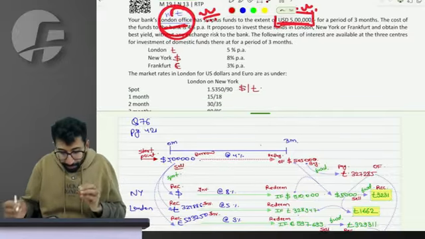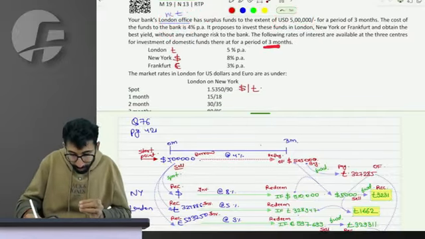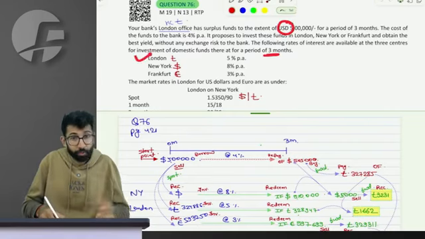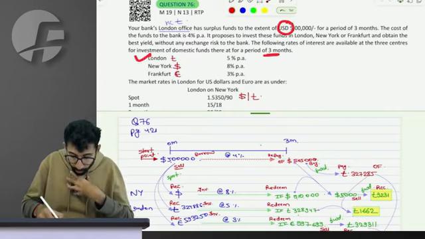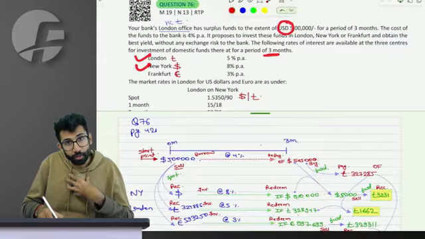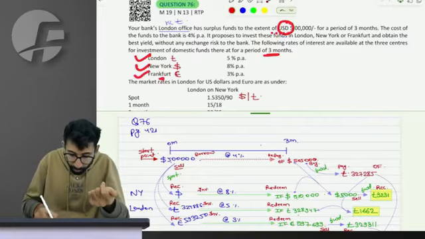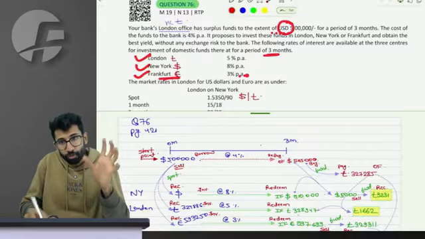So directly explaining the question, they say for a period of 3 months, you can invest the available dollar either in London, which means your home country, or you can invest it in dollars, which is US, in which the funds are available, or you can invest it in Frankfurt, which relates to euro.